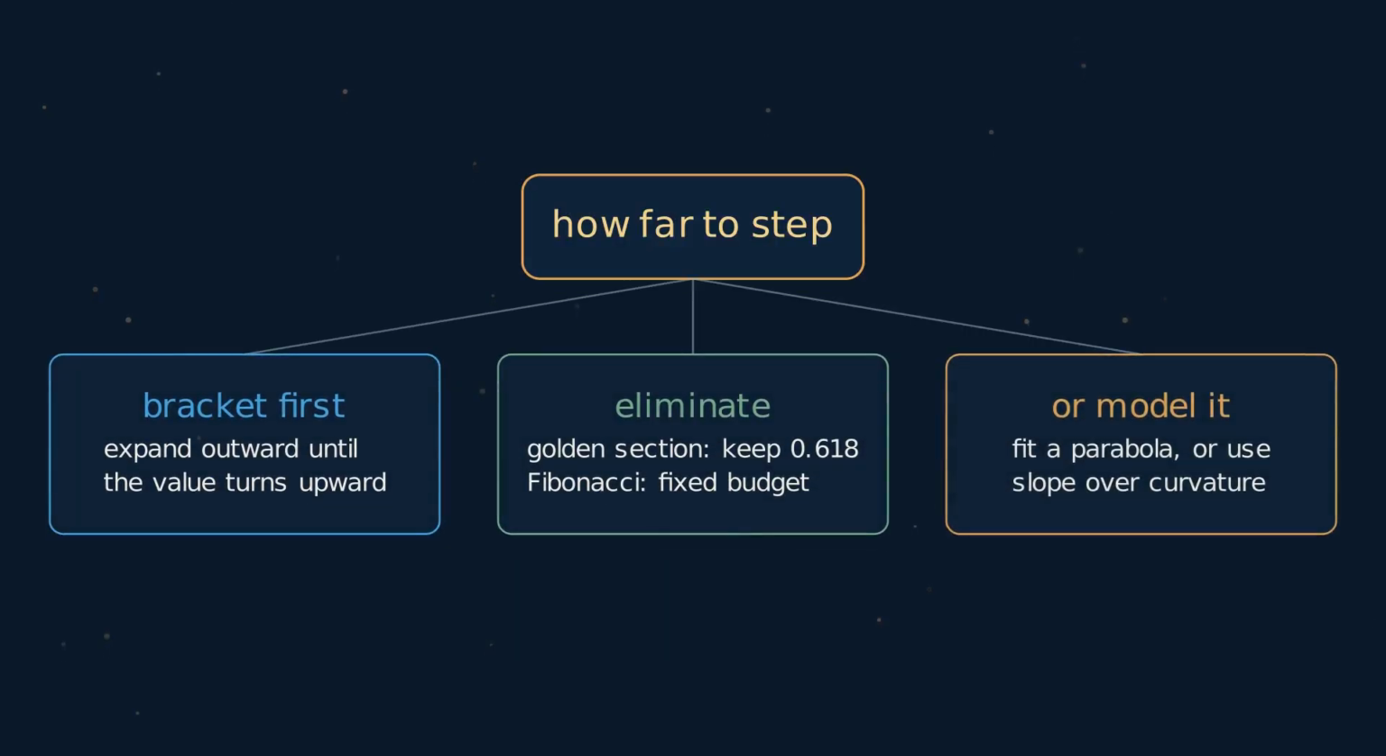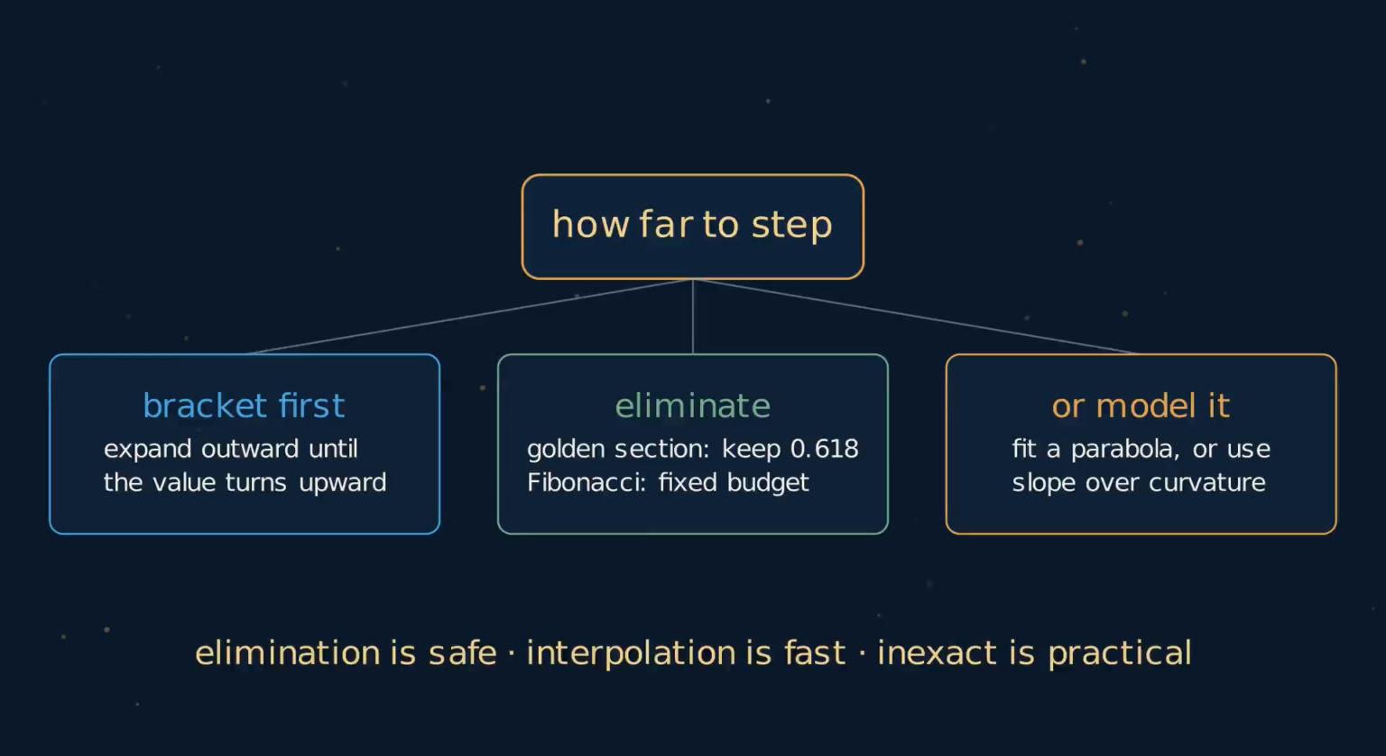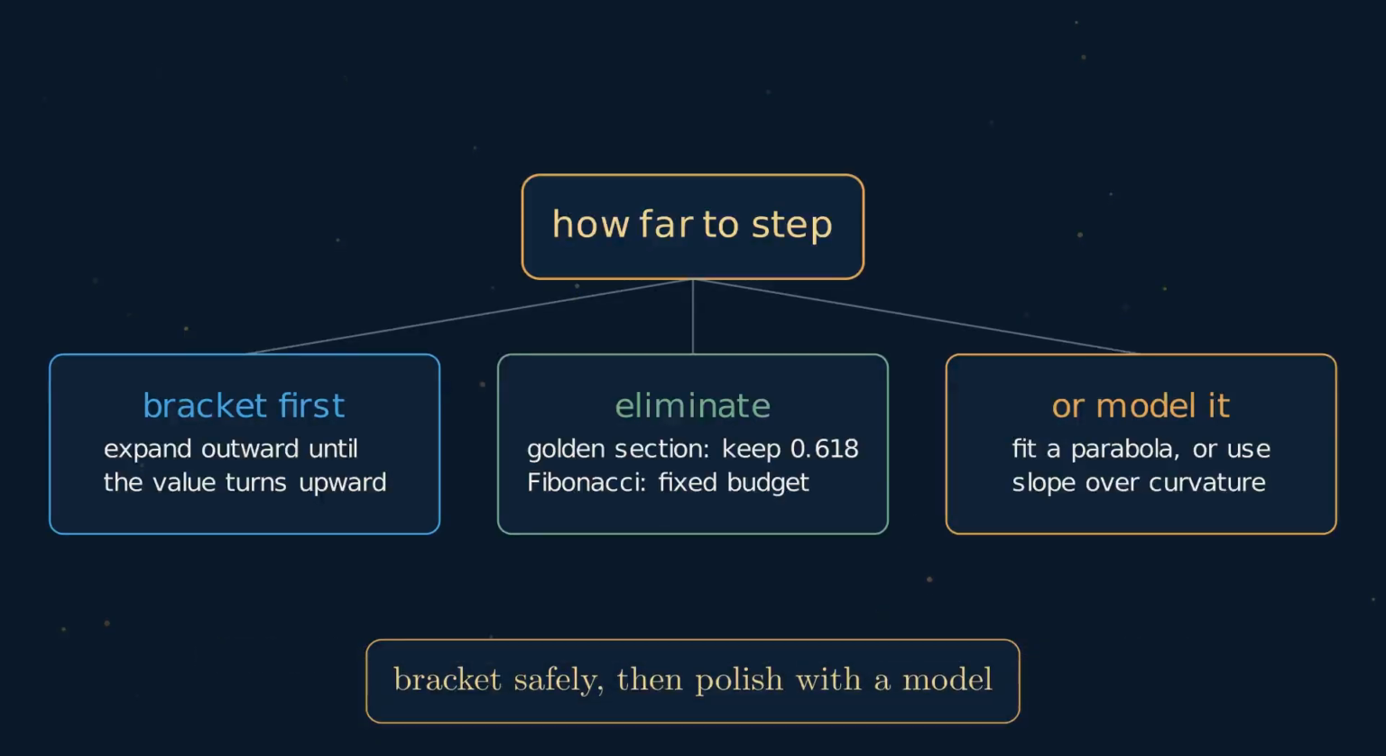Let's put the whole toolkit on one screen. Everything hangs off a single question. Trap the answer in an interval. Then either shrink that interval by pure comparison, or, if the function is smooth, fit a model and jump to its minimum. Here is the habit worth keeping. Elimination cannot be fooled, it needs no derivatives, and does not care if the function is ugly or noisy. Interpolation is dramatically faster when the function is smooth, and reckless when it is not. So good solvers use both.